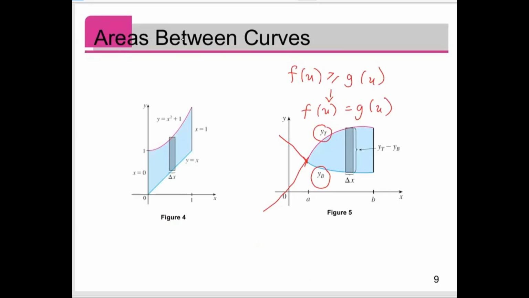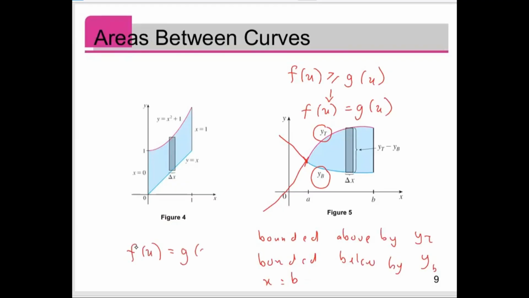In this case you are not given the a. You might be given b, something like this: being bounded above by yT, bounded below by yB, and then also bounded by x equal to b. Maybe b is equal to 2 or 3 and so on, but you're not given your a. You have to find your a by considering the point of intersection. That is, you have to equate the two functions, that is f(x) equal to g(x), for example.